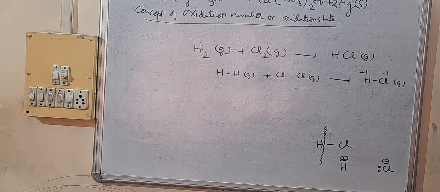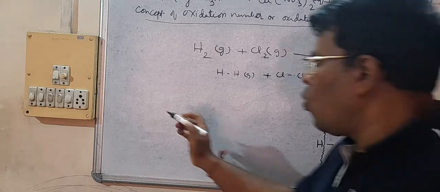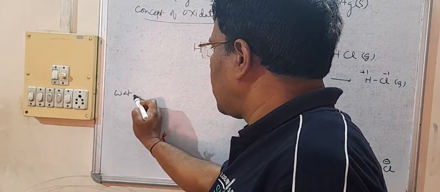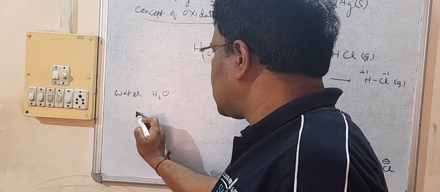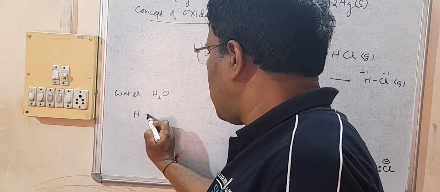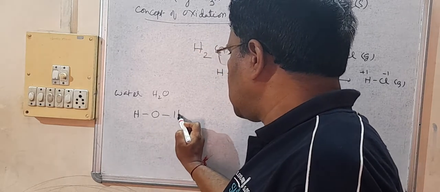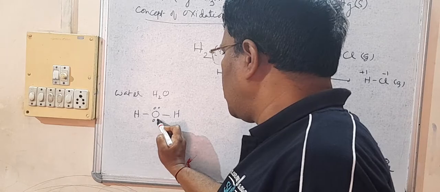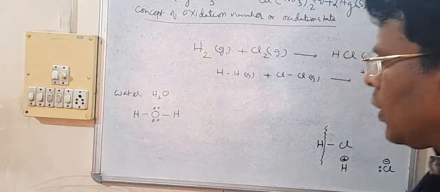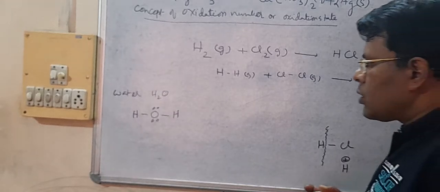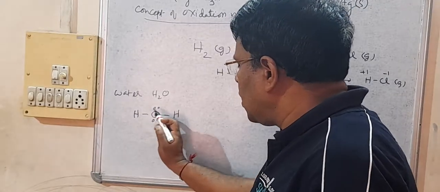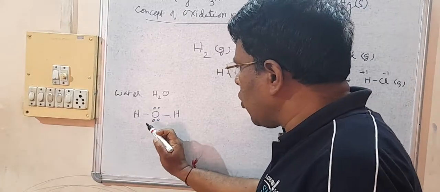Let me give you another example. Say water. Water is H2O, which is like this: H bond O bond H, and there are also 2 lone pairs in oxygen. So if I ask you what is the oxidation number of oxygen in water, what is the oxidation number of hydrogen in water? For that, as already said, we have to separate the constituents.